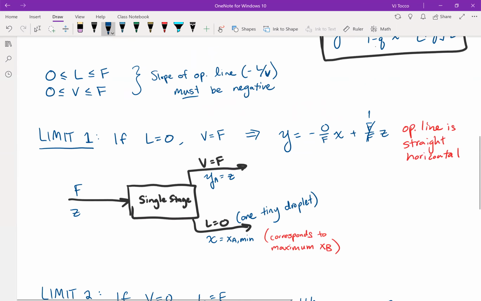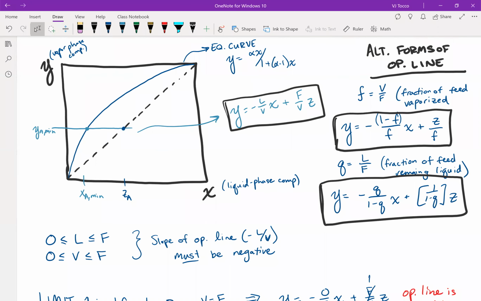Up here on my diagram, I'm going to use the same diagram, maybe a different color so we don't confuse. The straight vertical line starting at ZA would look like this, and this would be my YA max. And the corresponding point at ZA would be my XA max.